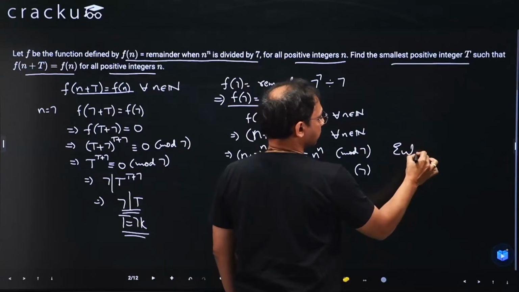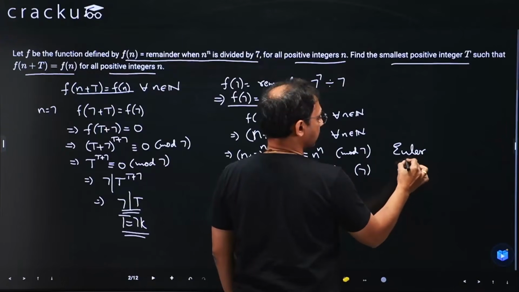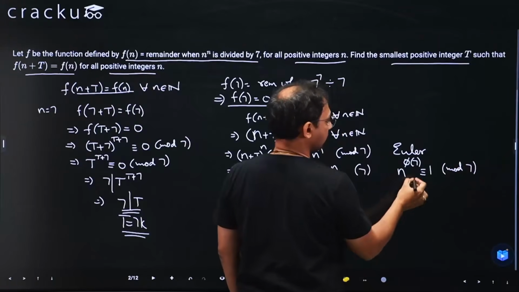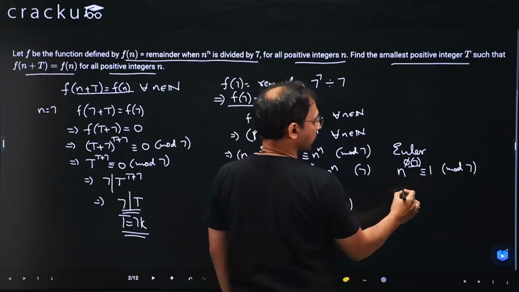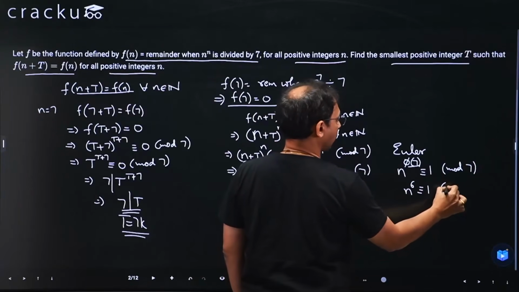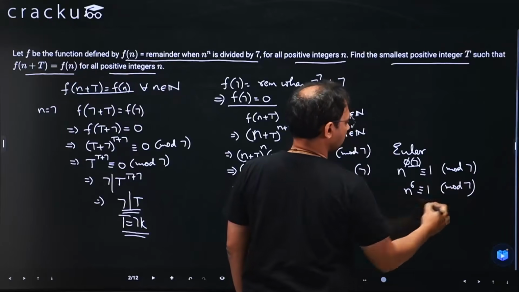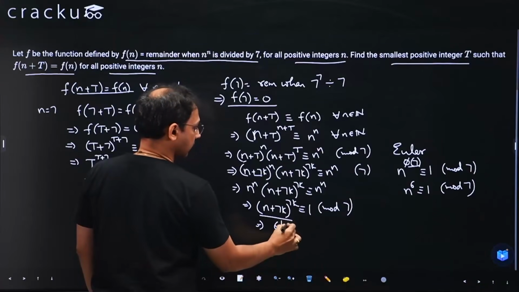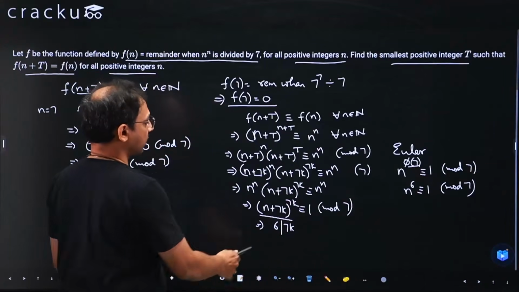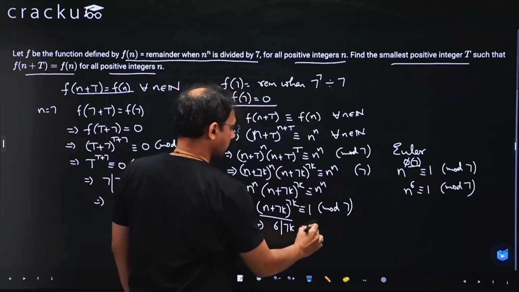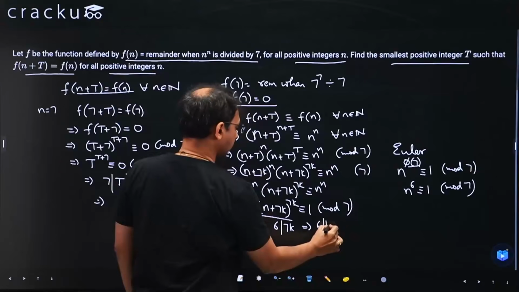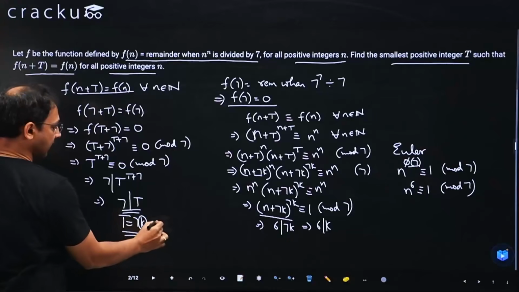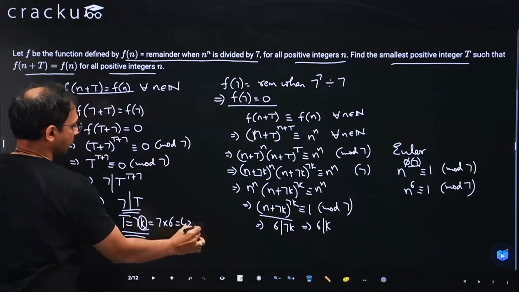Now from Euler's theorem, we have n^φ(7) is congruent to 1 modulo 7. φ(7) is the Euler's totient function. φ(7) is 6. So n^6 is congruent to 1 modulo 7. If you compare these two, we get 6 is dividing 7k, because we are going with the smallest positive integer. We'll write 6 divides k. So the least k I can have is 6 itself. So t will be 42.